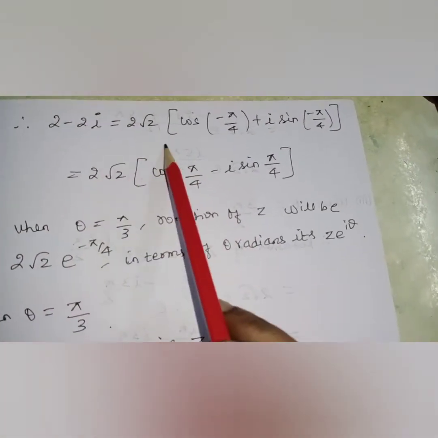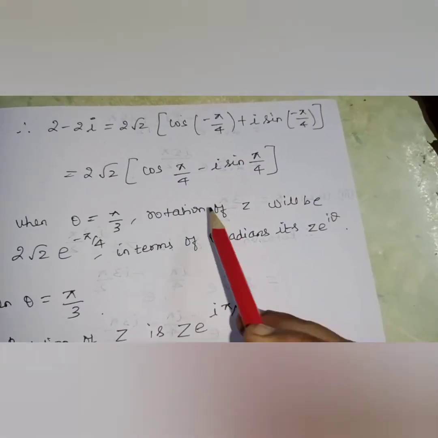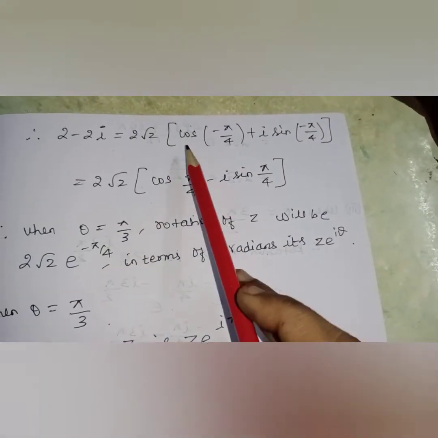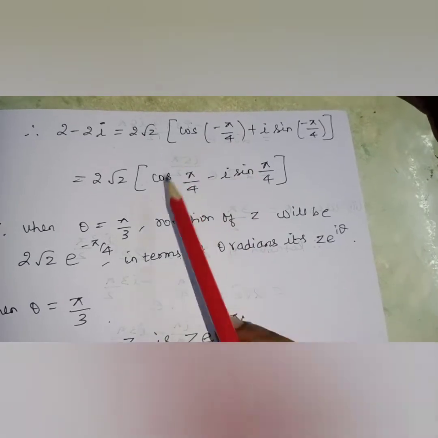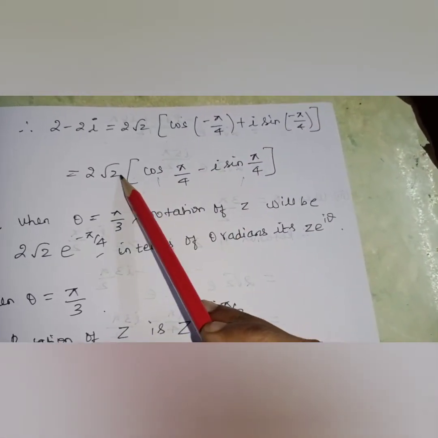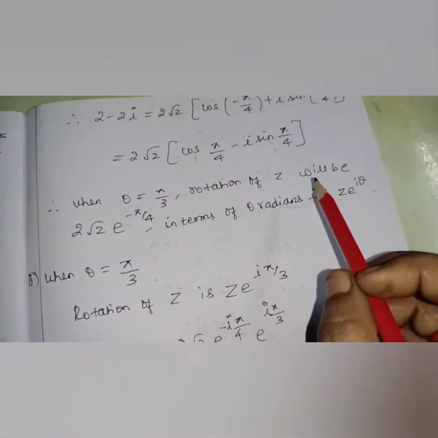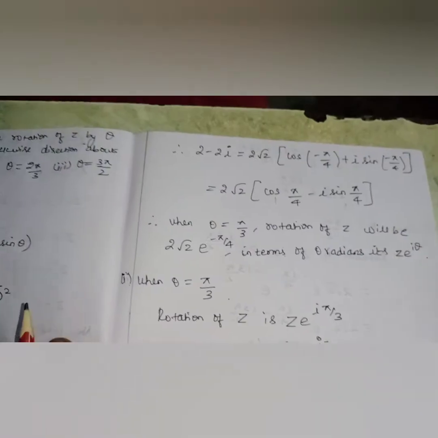Now just substitute. So what will you be getting? 2 minus 2i is equal to 2 root 2 into cos minus pi by 4 plus i sin minus pi by 4. What is cos of minus theta, children? It is plus cos theta, and sin of minus theta is minus sin theta. So we are getting it to be 2 root 2 into cos pi by 4 minus i sin pi by 4.